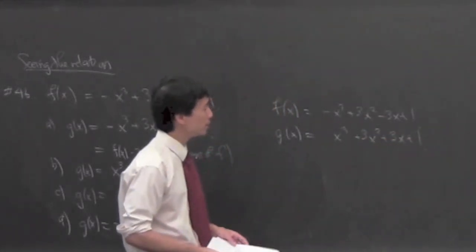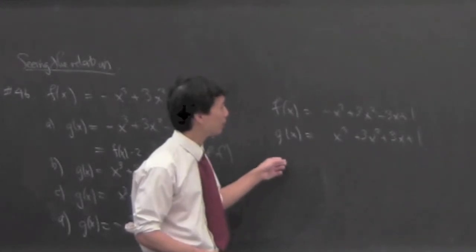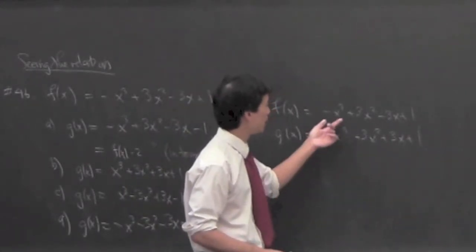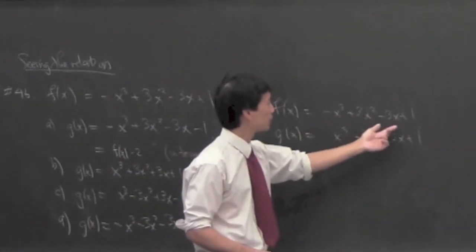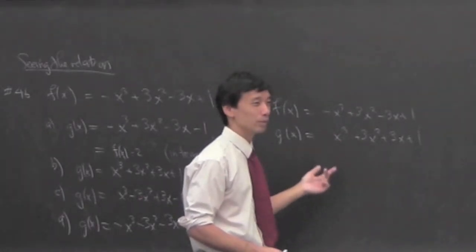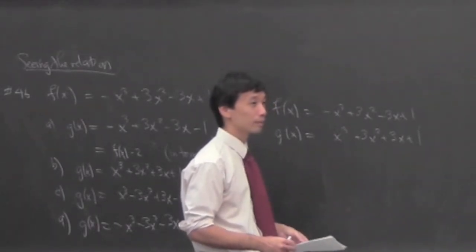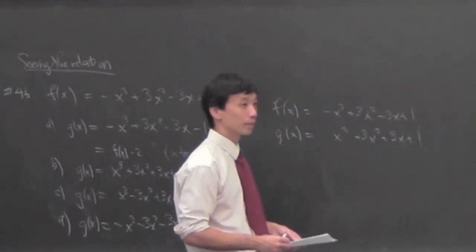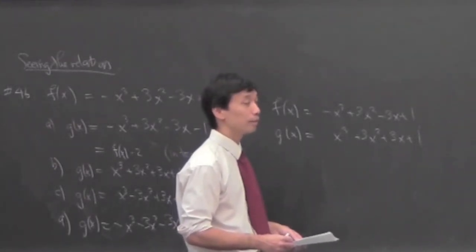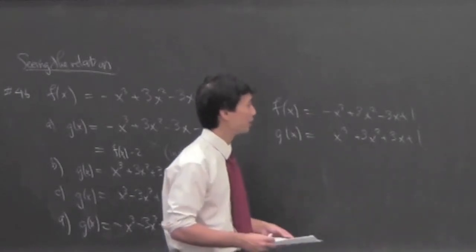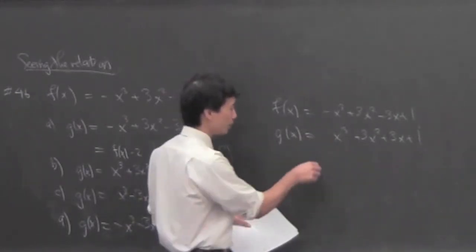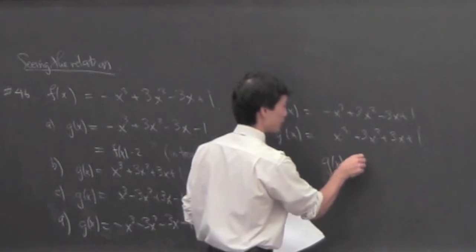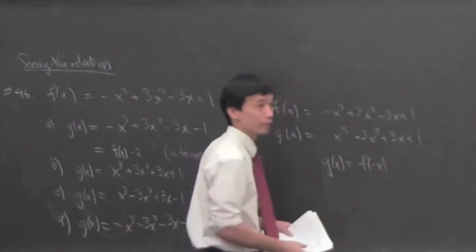Okay. You see that something funny has happened, right? The minus signs on the odd terms have all become positive. So that means it's reflected on the y. Yeah, that's right. So g of x actually is f of negative x.